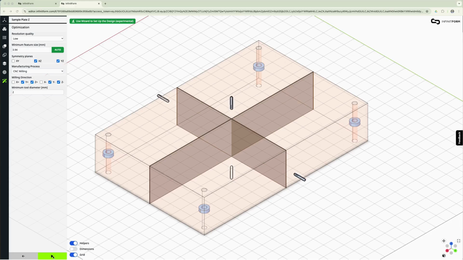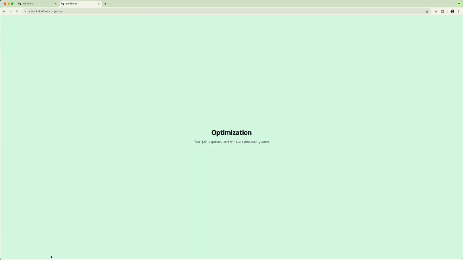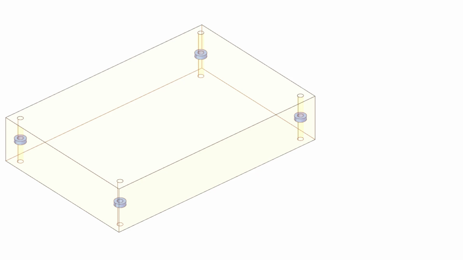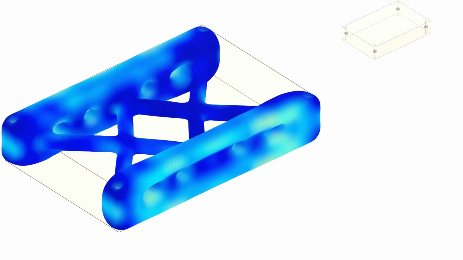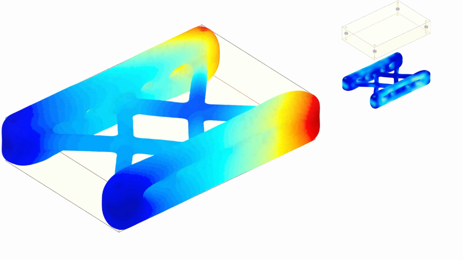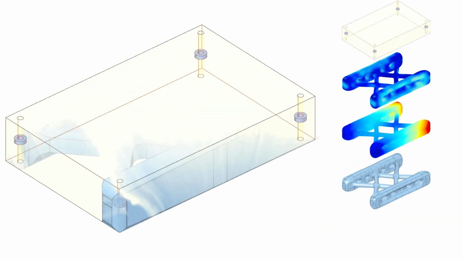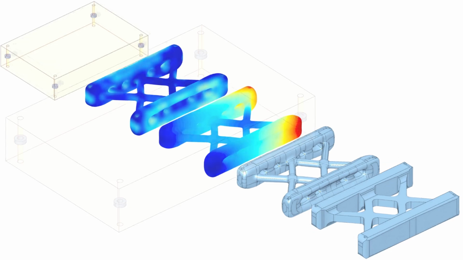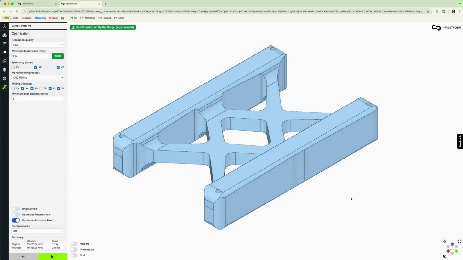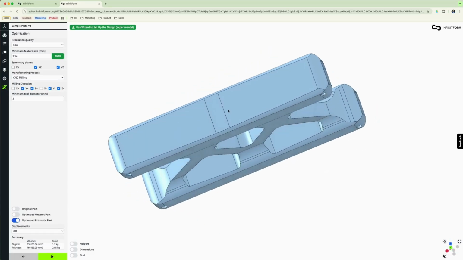With everything set, it's time to optimize. Click the green play button at the bottom, and InfinitForm's GPU-accelerated engine will analyze your model, adjust geometries, and generate an optimized design. In just minutes, you'll have a design that's lighter, stronger, and ready for manufacturing, all within your specified constraints. Once the optimization is complete, review the results in the viewport.